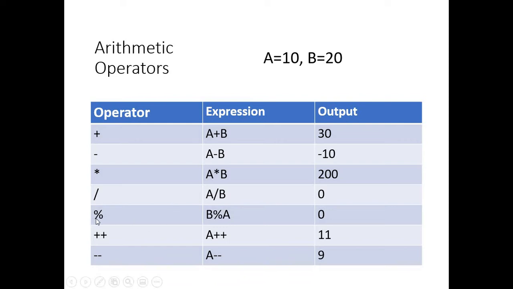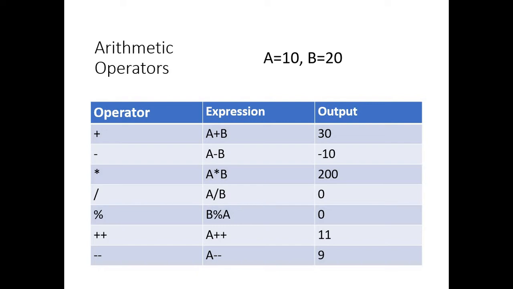Another operator we have is the modulo division operator, or modulo operator. This is denoted by the percentage sign. The modulo division operator is used to calculate the remainder when a number is divided by some divisor. The expression B mod A will return the remainder 0. B is 20 and A is 10. When we divide 20 by 10, we get the remainder 0.